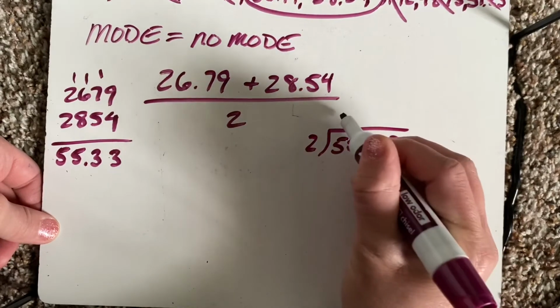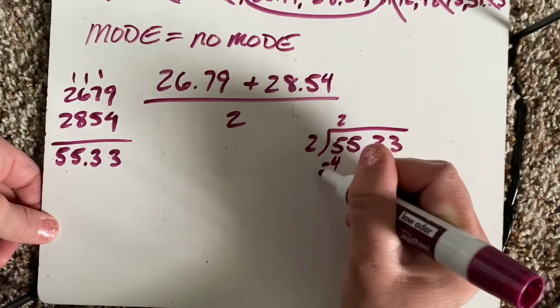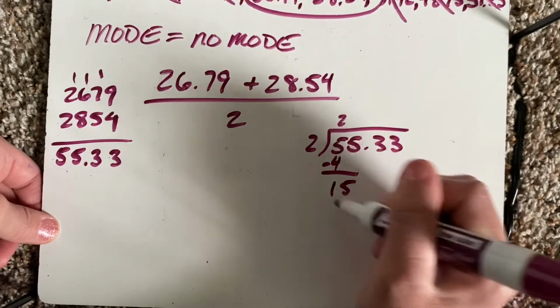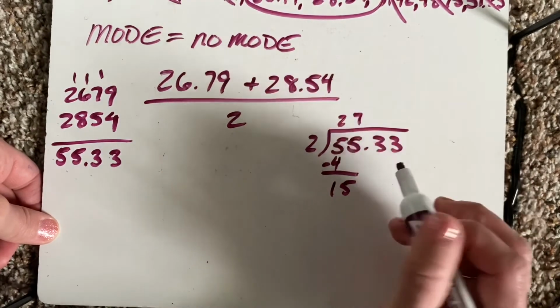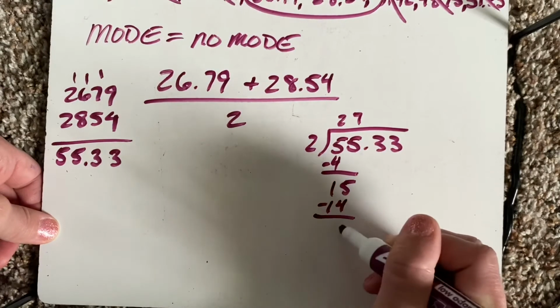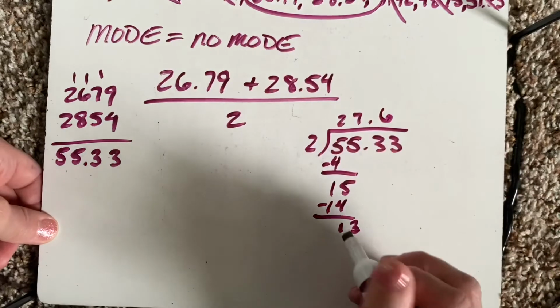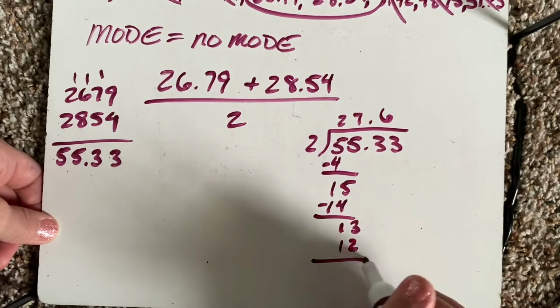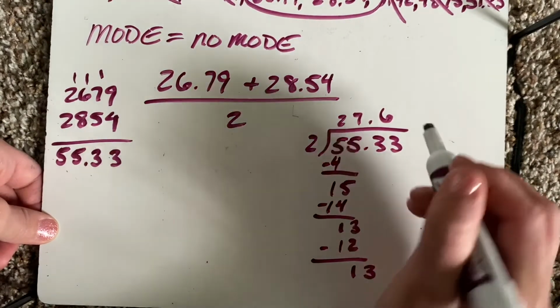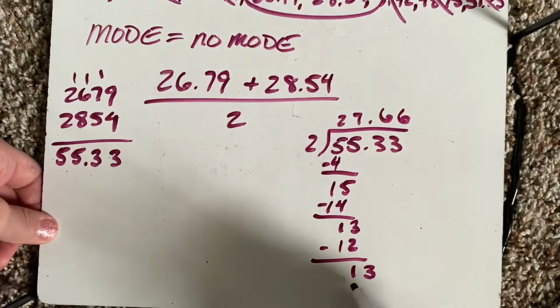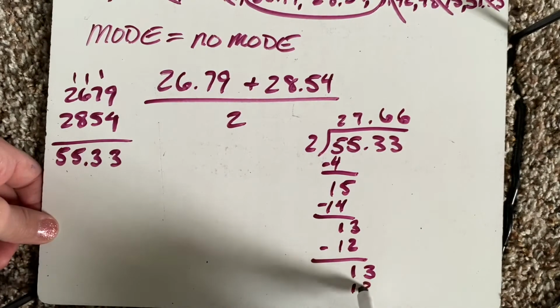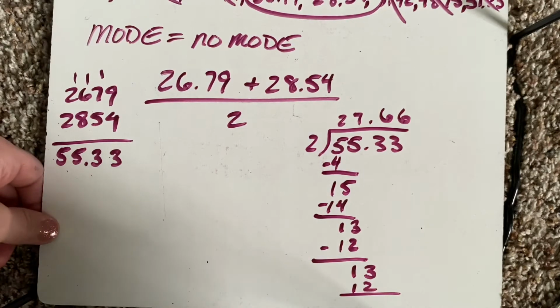So I've added 26.79 and 28.54, and I've gotten 55.33, which is a dollar amount. I'm going to divide that in half now, and I'm going to get 27.66. There's actually going to be a remainder here, so I'm just going to approximate this and say it's about $27.66.